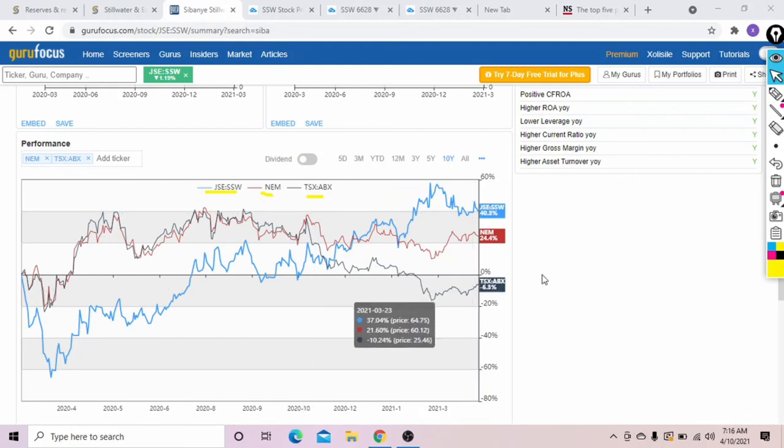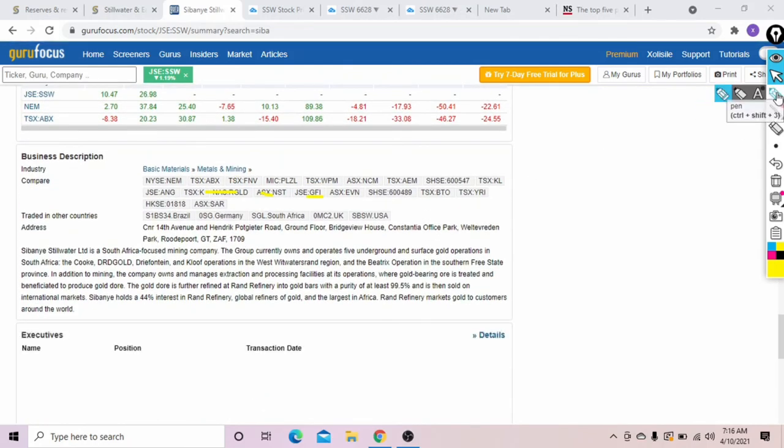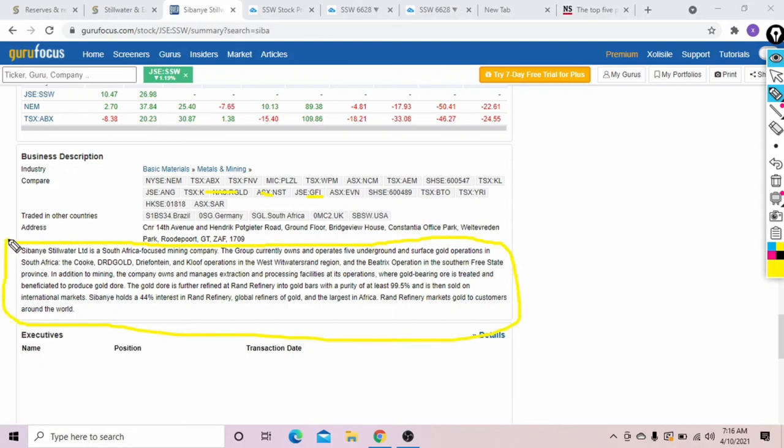So that's a good thing again. And now, if you scroll further down, here you just get information about the industry, which is basic material and its metals and mining. And then this is just a description of this company in terms of its operation.